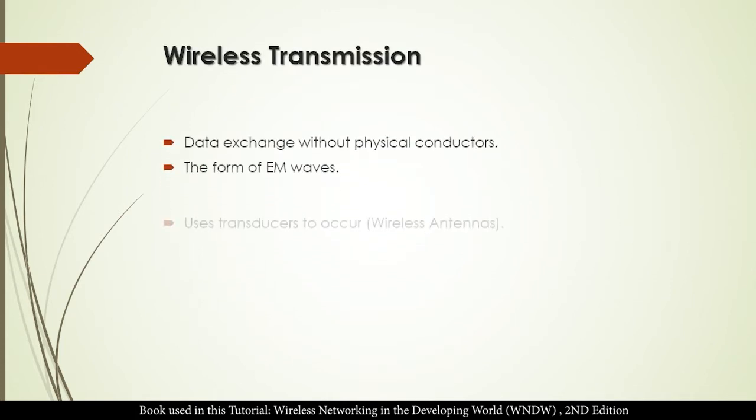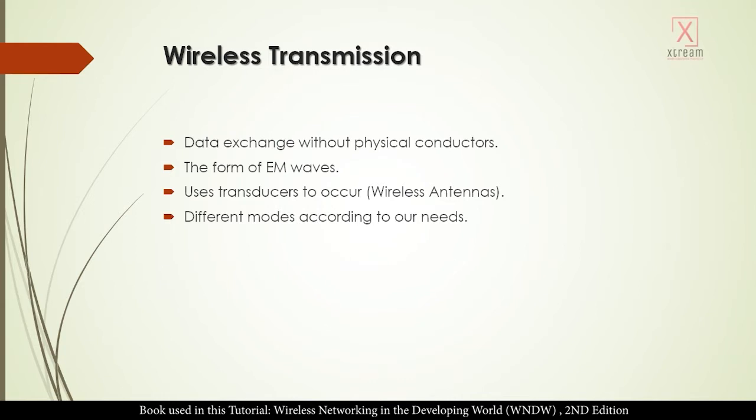First we will define wireless transmission. So what is wireless transmission? We can simply define wireless transmission as the data exchange without any physical conductors or without installing any wires. So it is like a network of two or more devices in which we transfer data from one point to another point without installing wires or any other physical conductors.